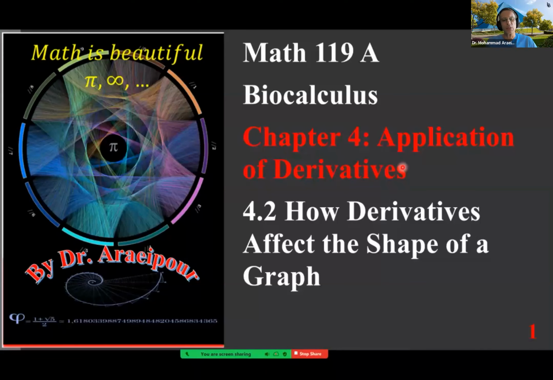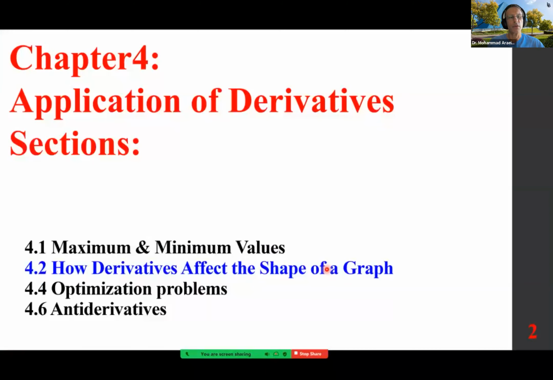Good afternoon, class. We are looking at section 4.2, how derivatives affect the shape of a graph. We are going to finish what we started. In essence, we've done the first half. We're going to go through the second half. We covered maximum and minimum values. Now we're going to go over how derivatives affect the shape of a graph.